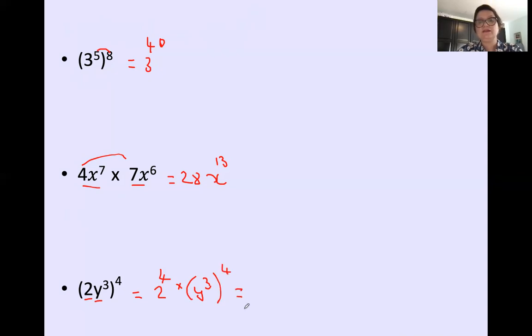See? And the answer to this one now, 2 to the power of 4 is going to be 2 multiplied by itself 4 times. So 2 times 2 is 4, 8, 16. So it is going to be 16 times. Now, y to the power of 3 to the power of 4, you multiply the powers, so it becomes y to the power of 12, just like that.